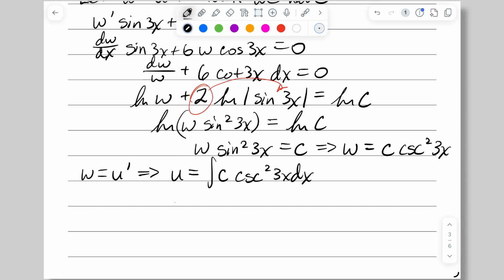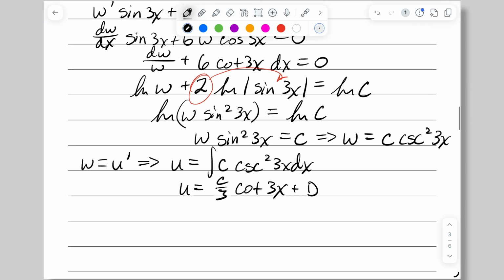I guess I'll be a little formal. Okay, look. I guess for now I'll just do the formal thing and say u is equal then to c over 3 times the cotangent of 3x. I'll be even more formal and say plus d, call it a constant of integration. It's all going to disappear because check this out.